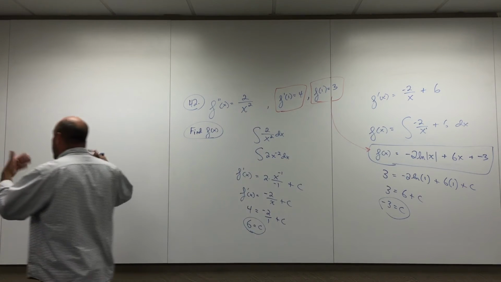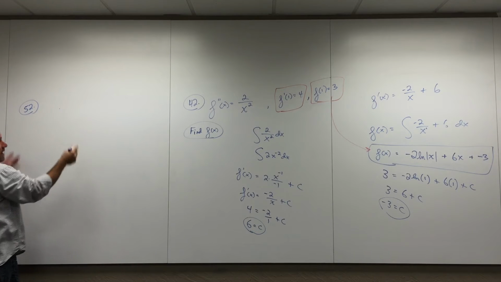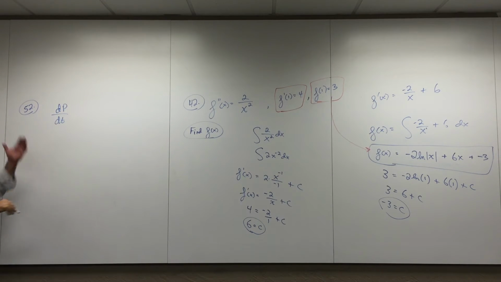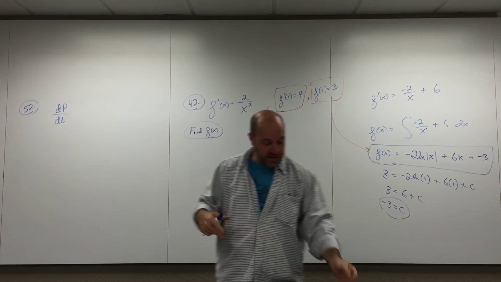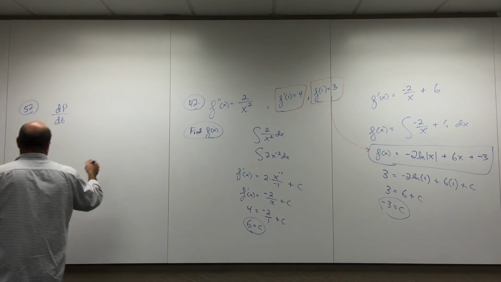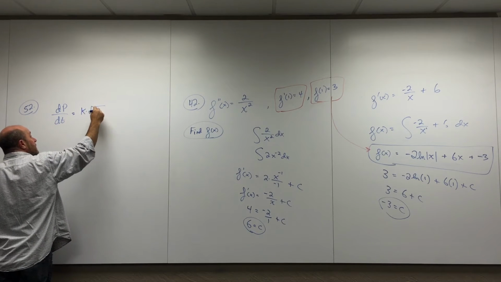They said that the rate of growth, and what do they call the rate of growth of a population? They call the rate of growth of a population dP/dt. The derivative is a rate, a rate of change. So the rate of growth is dP/dt. They said it was proportional to the square root of t, so they wrote it's proportional to the square root of t.